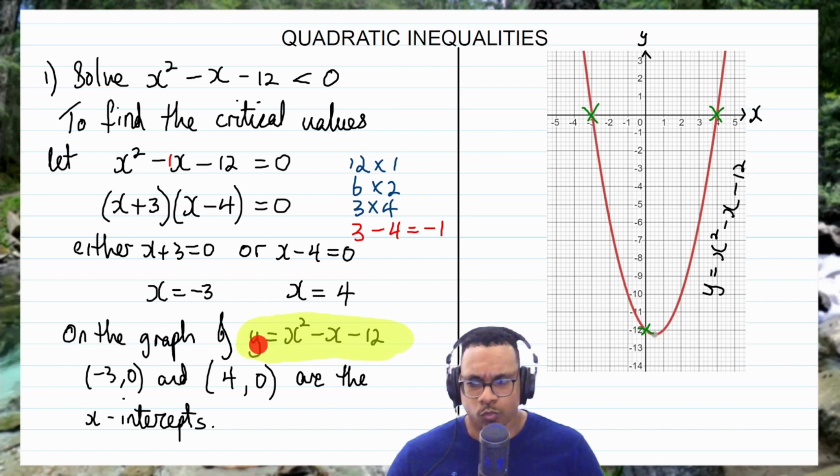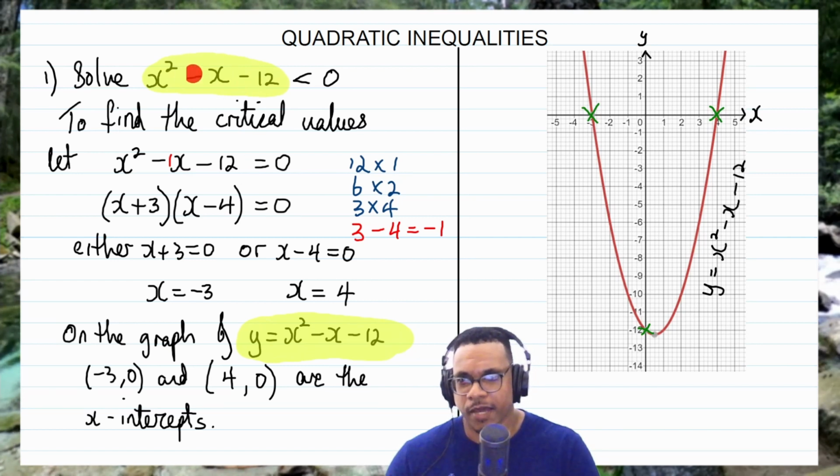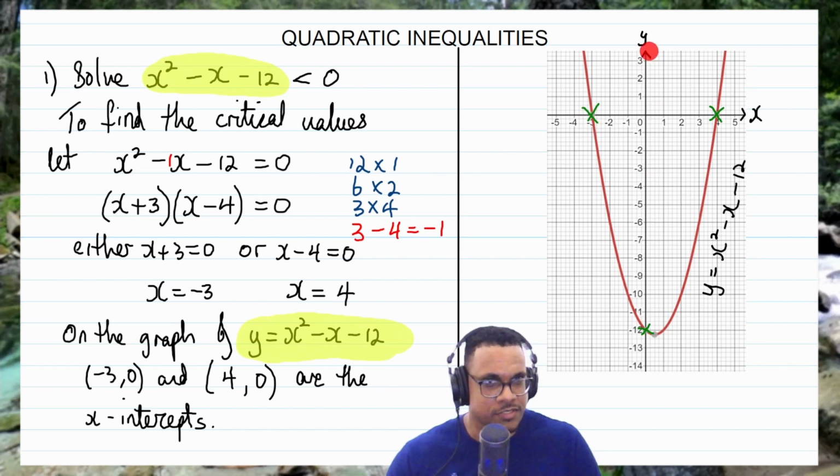Now notice that I have that y is equal to x squared take away x take away 12. So that means this would be represented by y, which would mean that y is less than 0. So if you look at our graph, this is the y-axis. Going up like this above the x-axis, y is more than 0, but below the x-axis, y is less than 0. Therefore, this region under the x-axis would satisfy this quadratic inequality where we have x squared take away x take away 12 is less than 0.